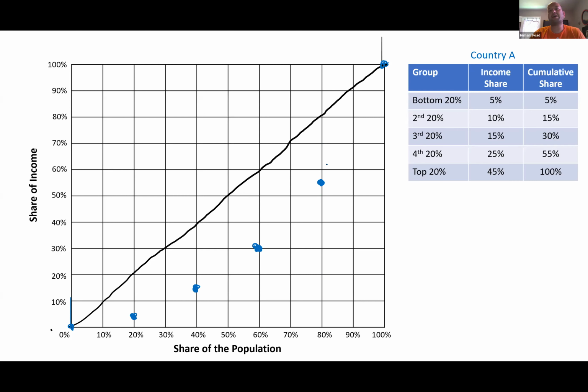And now I've plotted out all the points on the Lorenz curve because, of course, the bottom 100%, or basically everybody, has 100% of the income. And so when you're drawing your Lorenz curve, just connect these dots.